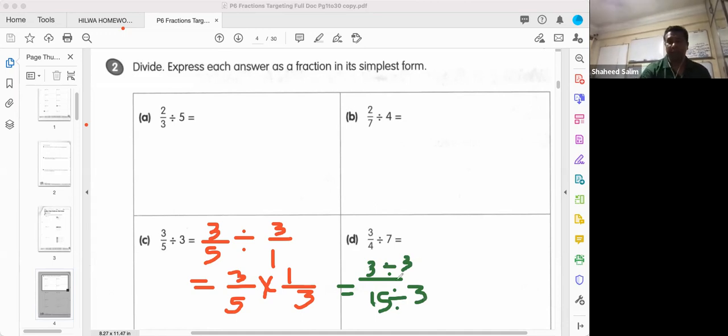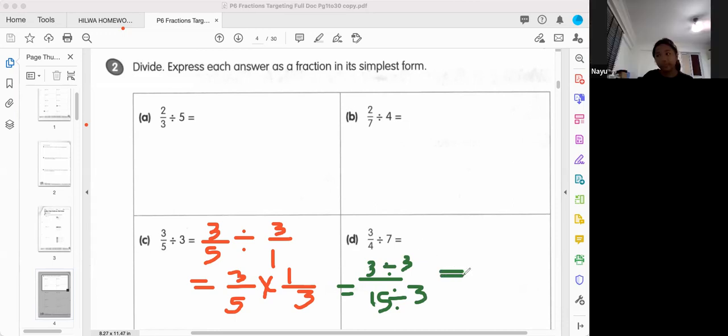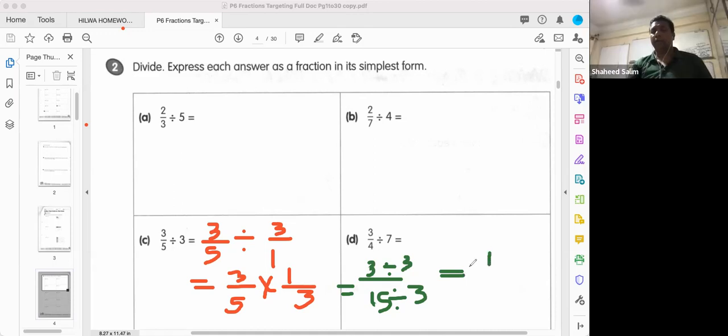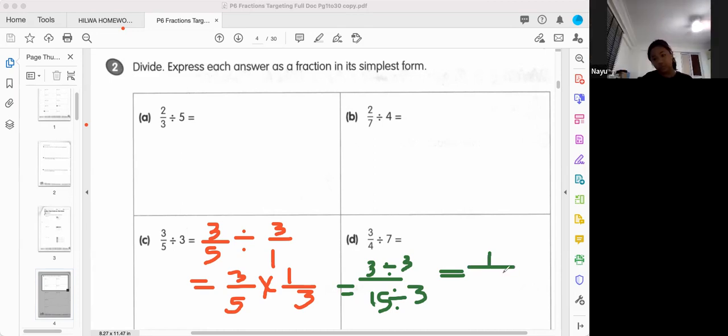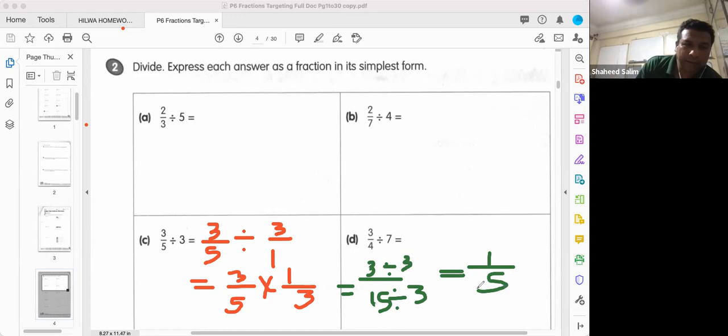3 divided by 3 is 1. 15 divided by 3 is 5. So 1/5. Yeah, that's the answer. Down here, actually, you can divide by 3, get 1. Divide by 3, get 1. So 1 times 1 is 1. 5 times 1 is 5. Okay, one last question.